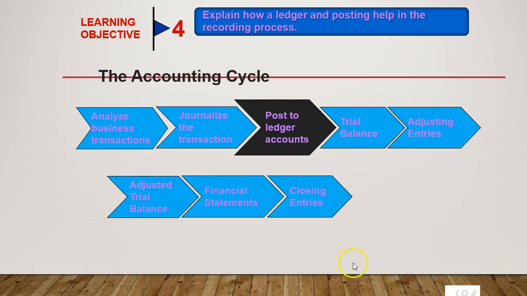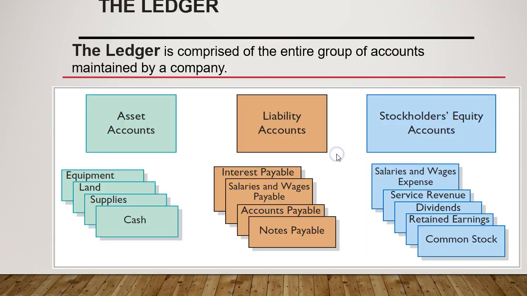Now, we won't do all of these in chapter 3. Our main focus right now is how to post to ledger accounts and how to prepare what's known as a trial balance. And we'll end the accounting cycle with what's called a post-closing trial balance. And we'll cover these other items in chapters 4 through 6. But again, our main focus right now is posting to ledger accounts and preparing a trial balance.